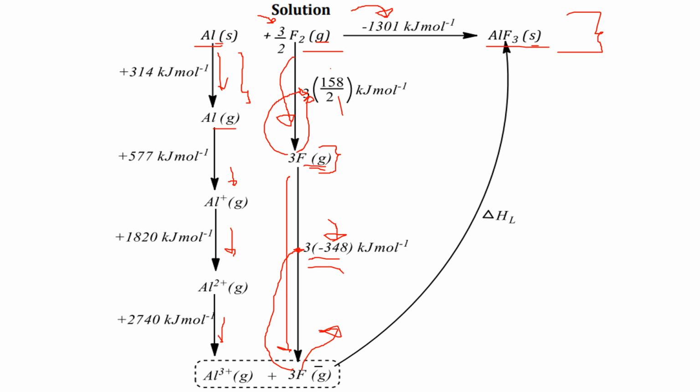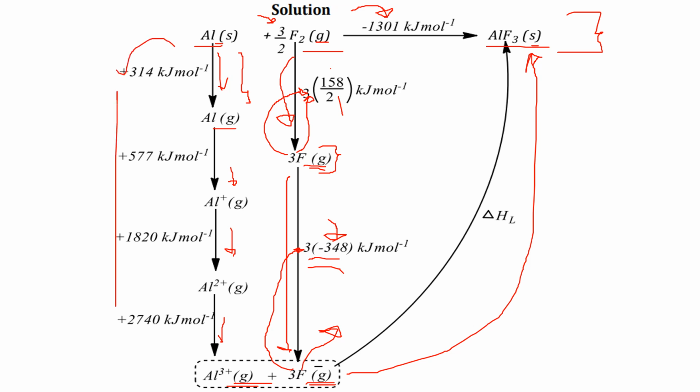Lattice energy is the energy given out when gaseous ions react to give us a bond. Now let's put that in terms of calculations according to Hess's law, so that you can get lattice energy, which is denoted by delta H L.